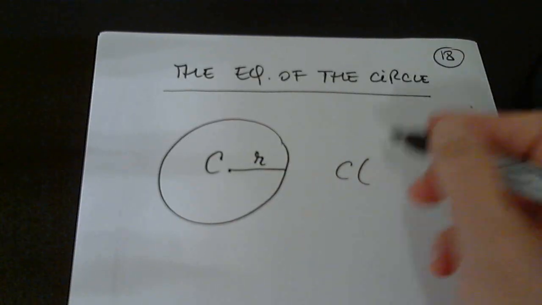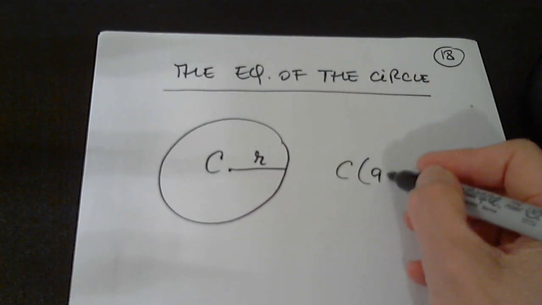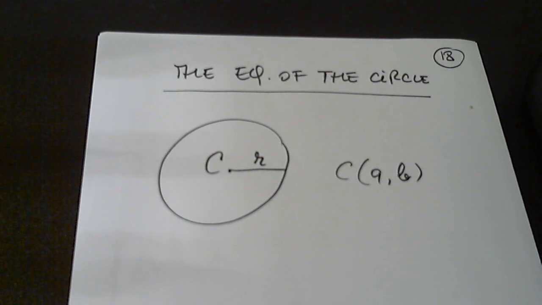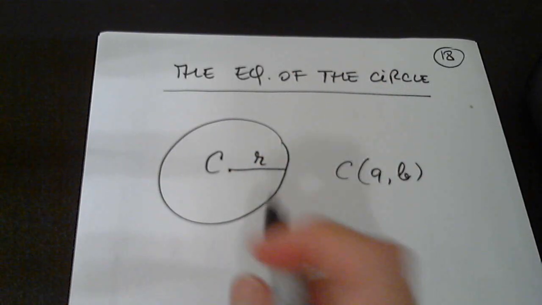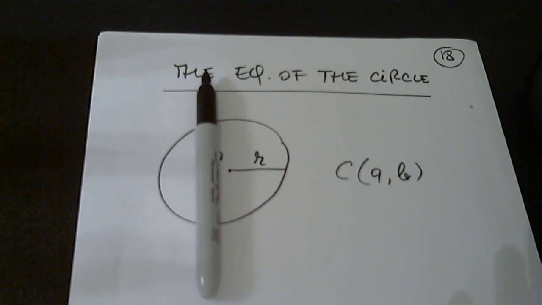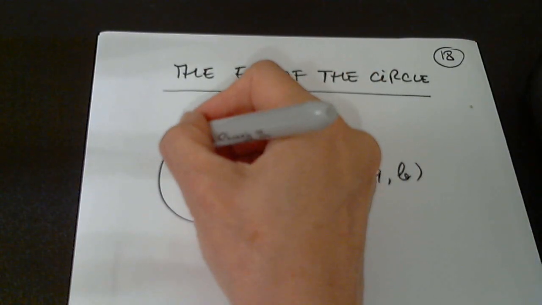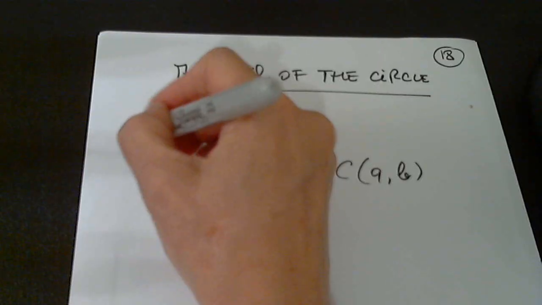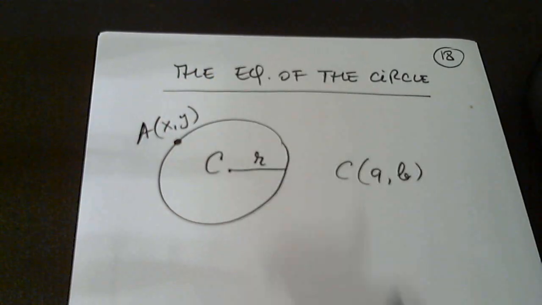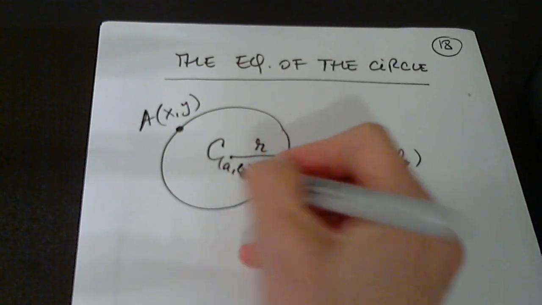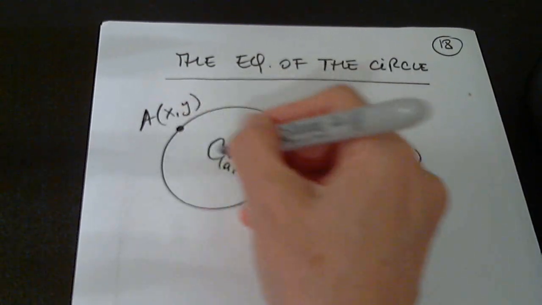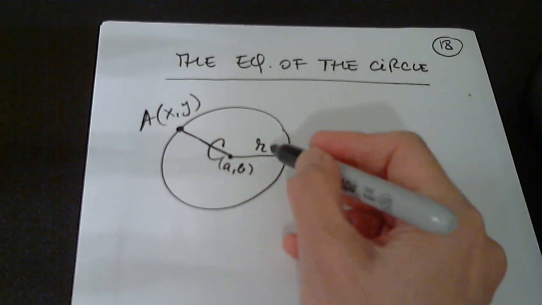The center, we normally denote the coordinates of the center with a comma b. It's not important, but that's how we like to present the center of a circle. And this equation, as you see, it's not going to be a function. By the vertical line test, it's not a function. So any point here, let's say point A, coordinates x comma y. And C again coordinates a comma b. And this distance from C to A is the same as the radius.